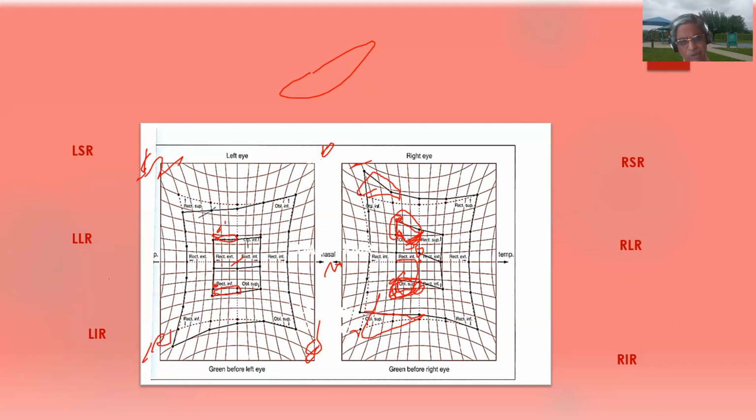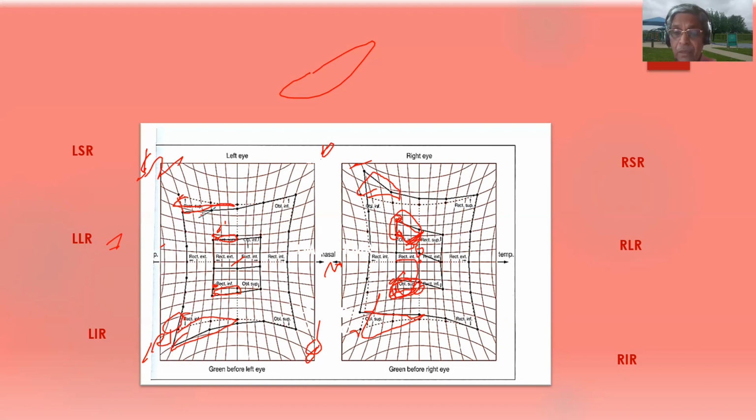Coming to the outer square also, the inferior rectus has to come here, but this fellow is overacting. Can you see this? Overactions. Same way, the superior rectus has to come here, but this fellow is underacting. Can you see this? That means the inferior rectus of the left eye is overacting, and the superior rectus of the left eye is underacting.